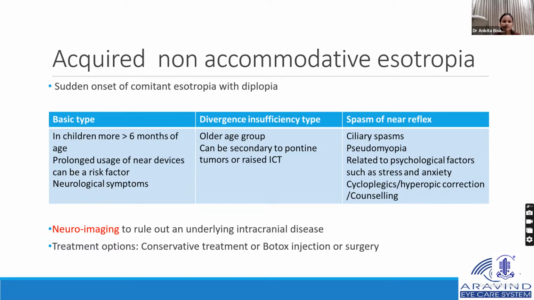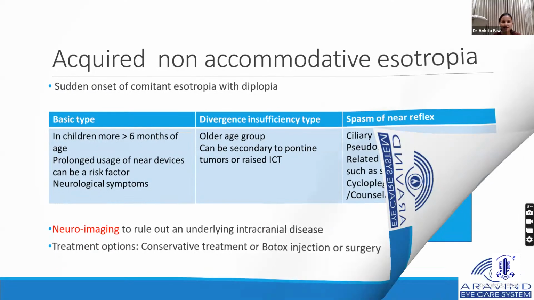Neuroimaging is very important in any acute onset esotropia to rule out any underlying intracranial disease. The treatment options could be conservative treatment or Botox injections. If nothing works, then surgery is the final option.